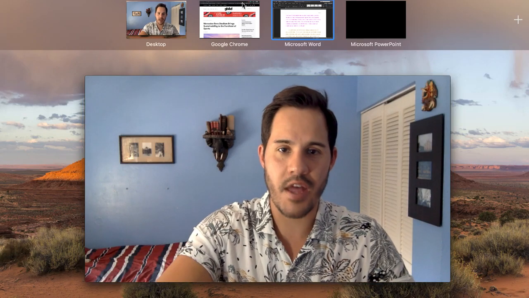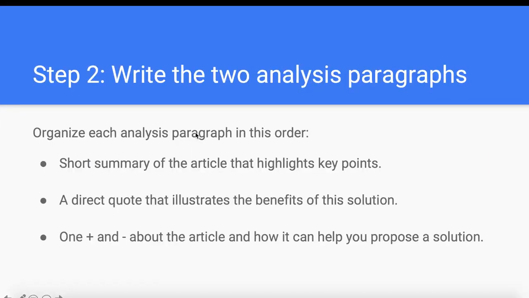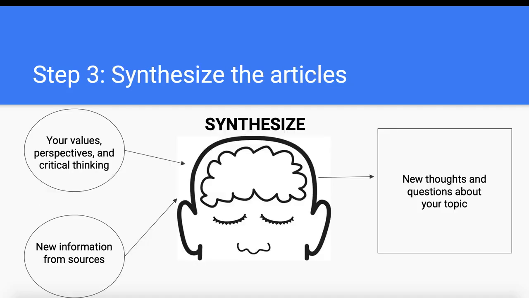Write down exactly what I asked y'all to do. Remember the short summary, find a direct quote, one positive, negative, and then by doing that outline, you should be able to write your paragraphs much quicker. Then we're going to move into the synthesis paragraph, right?